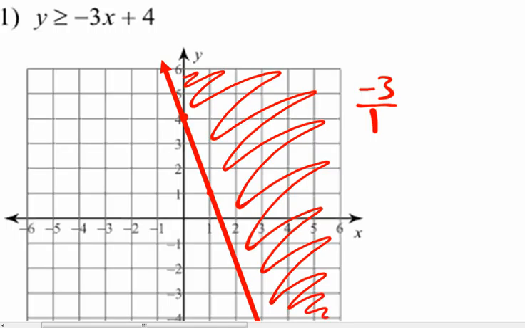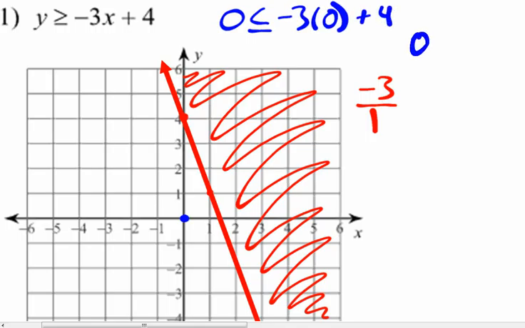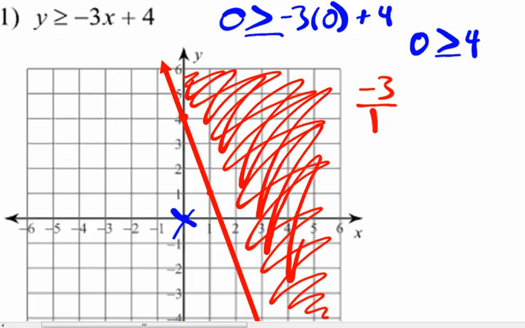Now, another way you can go about doing it is if you put in a point. Let's say we put the point 0, 0 into this function. We get 0 is greater than or equal to negative 3 times 0 plus 4, which is 0 is greater than or equal to 4. This is a false statement. So that tells us that we do not want to shade on this side of the line, and that we're still shading on this side.